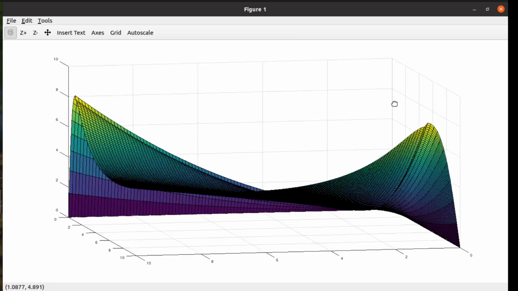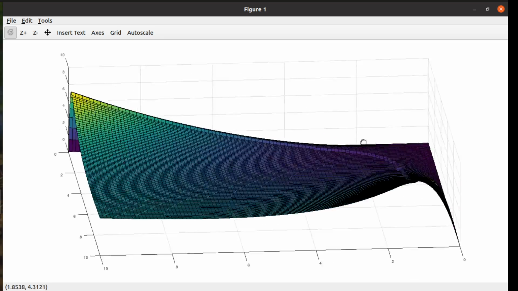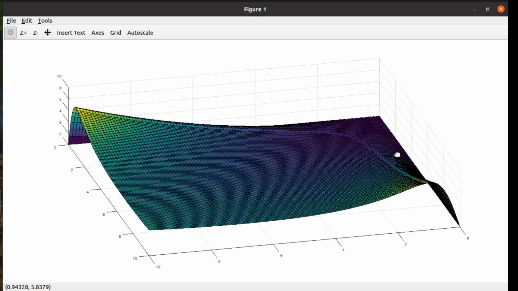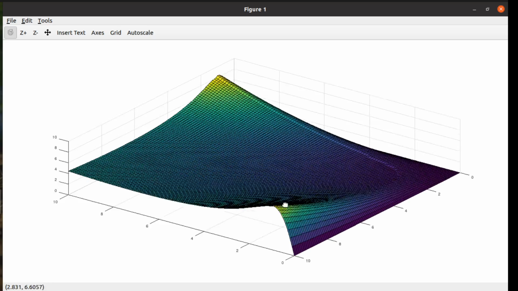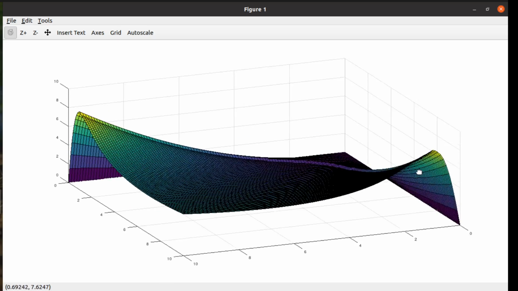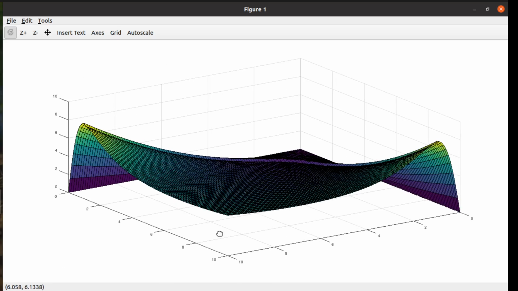So you can see it's a weird surface. We usually use tables for calculation, but it's good to know the equation as well.